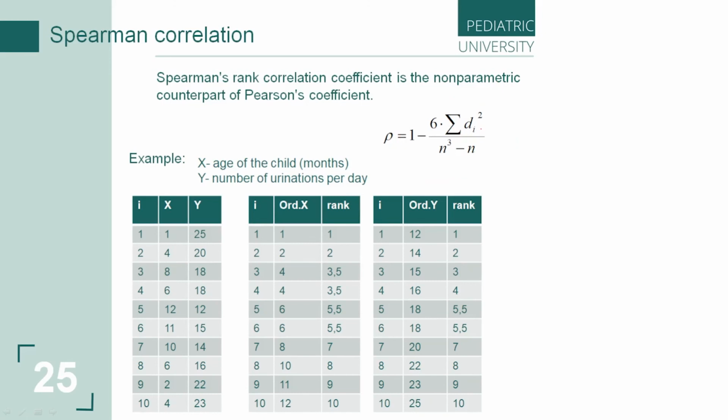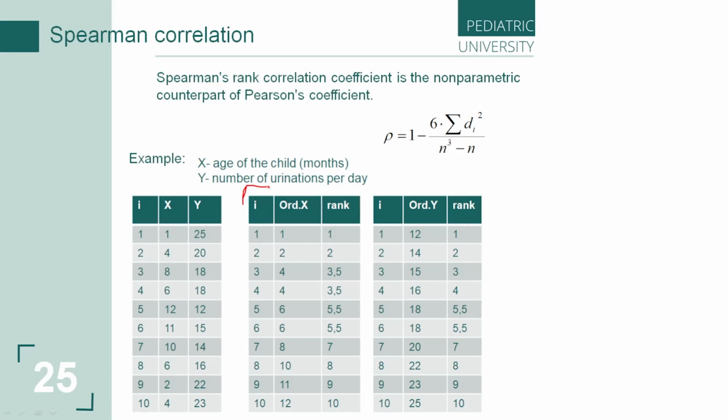The example is the same as before, where the x value is the child's age in months and the y value is the number of urinations per day. For each value of x and for each value of y, we need to rank. How can we do this? Let's start with the value of x. We rank the values of x from the smallest to the largest.